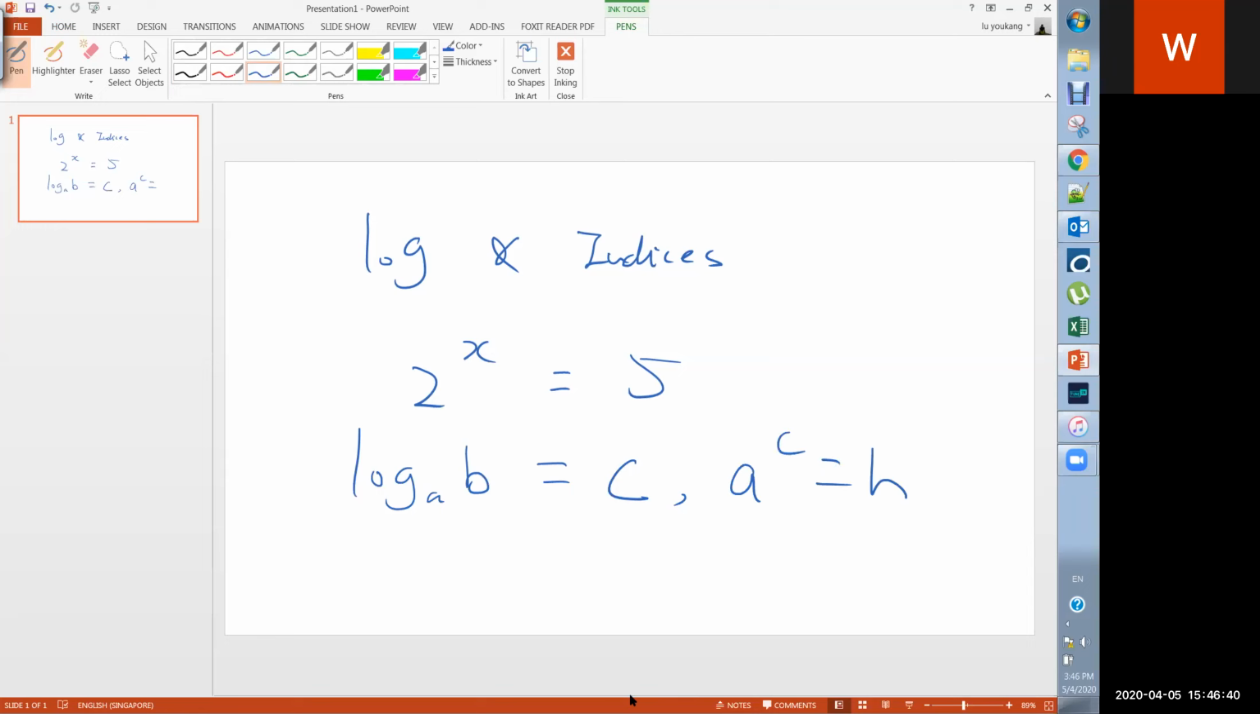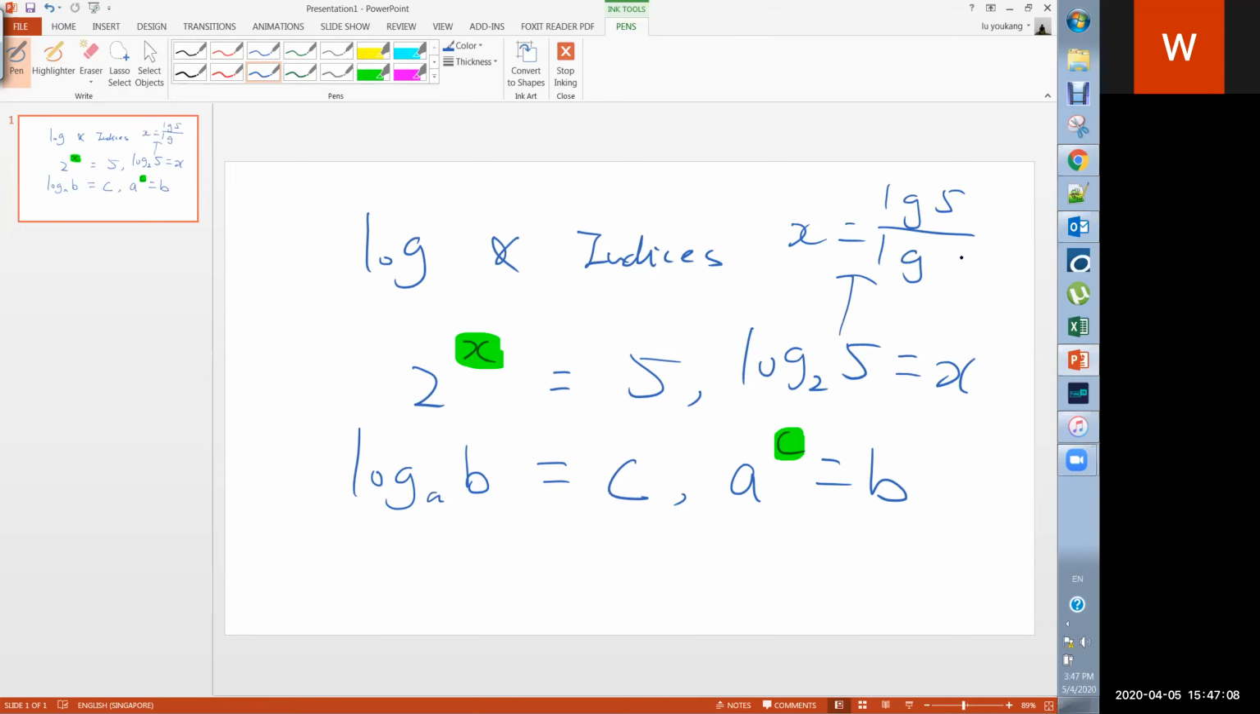Am I right? Yes. So therefore, the power x here is our c, right? So therefore, this should give us log base 2 of 5 equals x. And then, of course, how to solve this? x is equal to lg5 over lg2. Okay, this is a refresh of what we talked about.